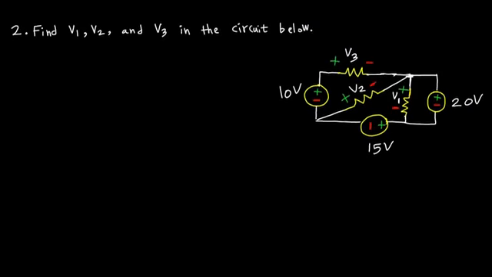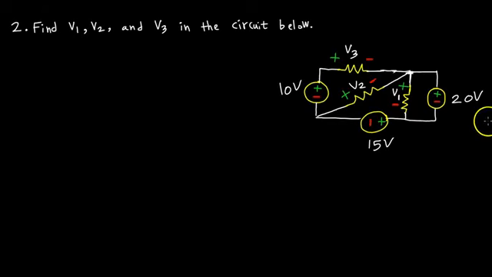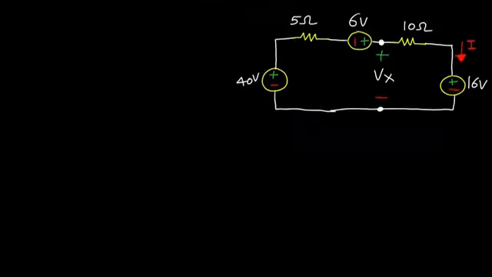Problem 2, we have a question that asks us to find V1, V2, and V3 in the circuit below. My hint here would be to again follow the rules that we've learned and try to first simplify the circuit as much as you can in terms of architecture and the way it's represented before you begin solving it.